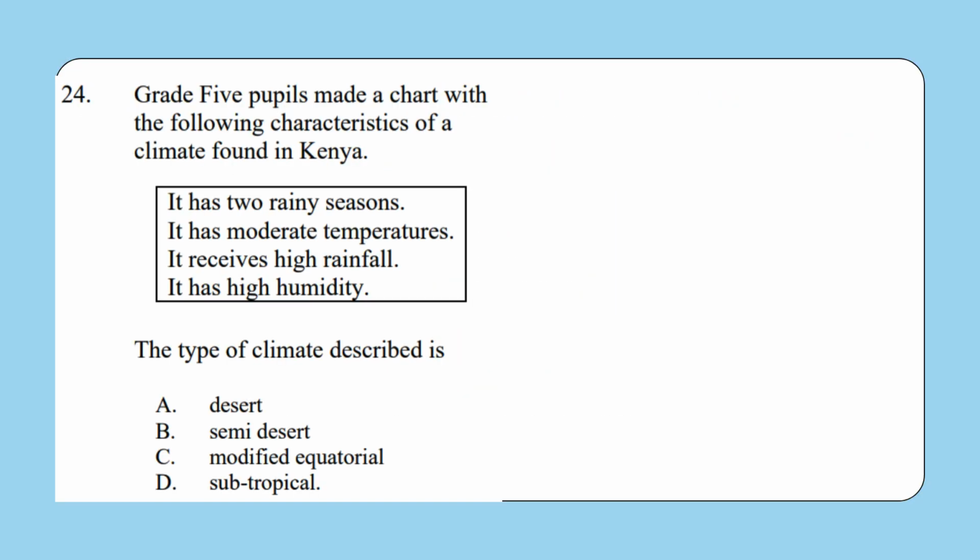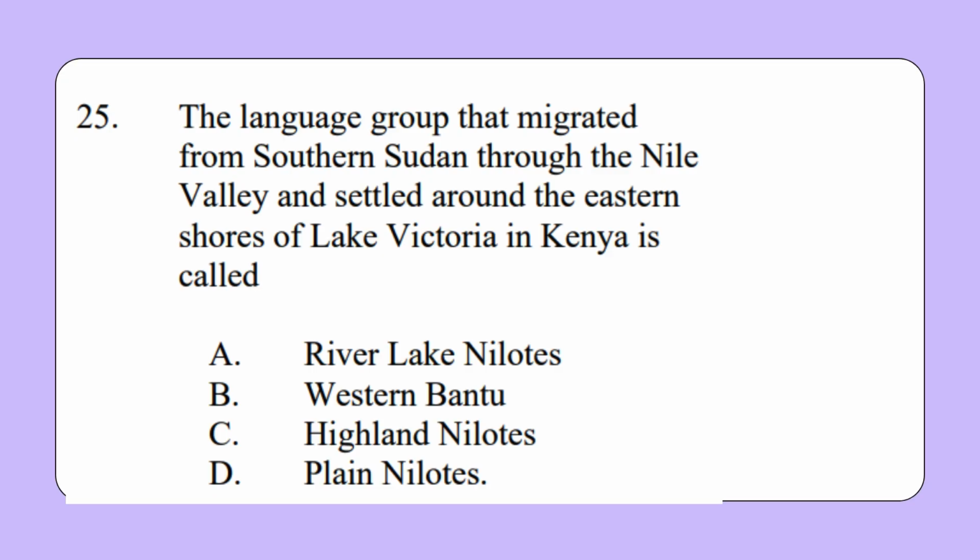24. Grade 5 pupils made a chart with the following characteristics of a climate found in Kenya. It has 2 rainy seasons. It has moderate temperatures. It receives high rainfall. It has high humidity. The type of climate described is A. Desert. B. Semi-desert. C. Modified equatorial. D. Subtropical.